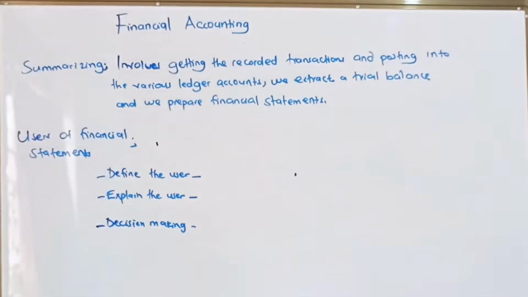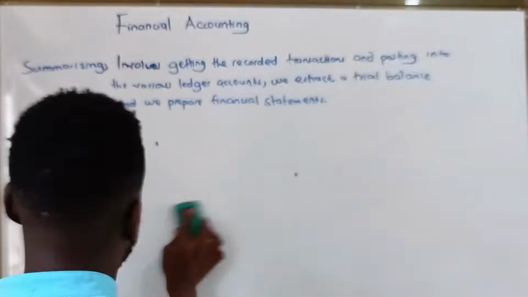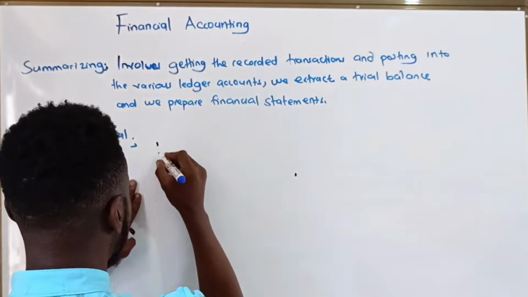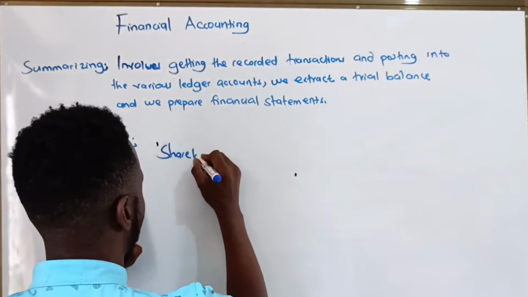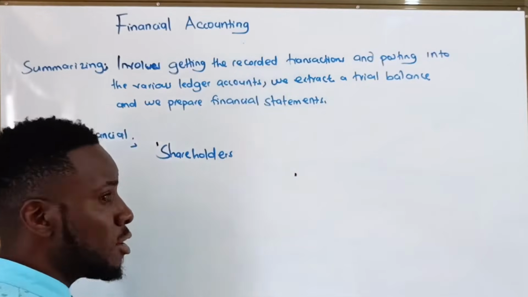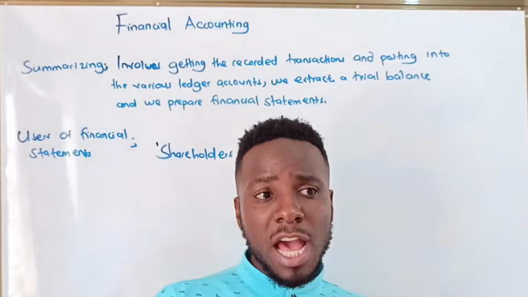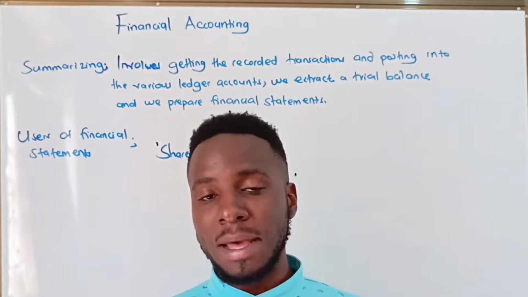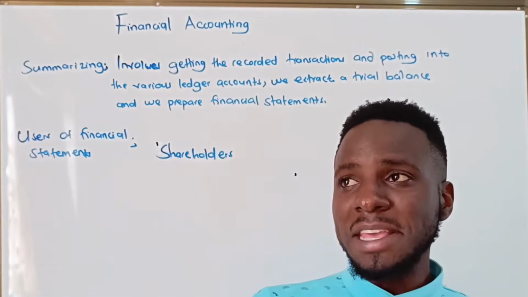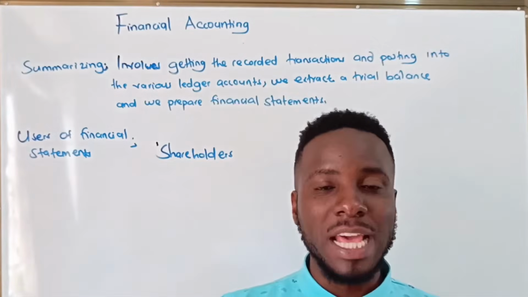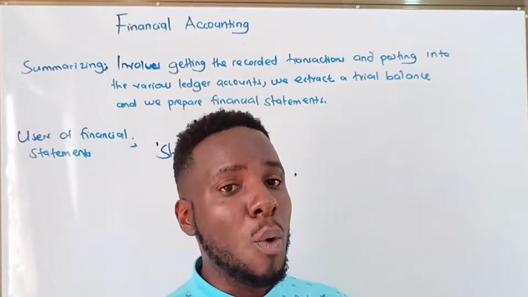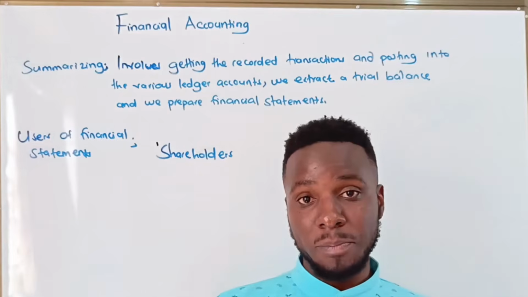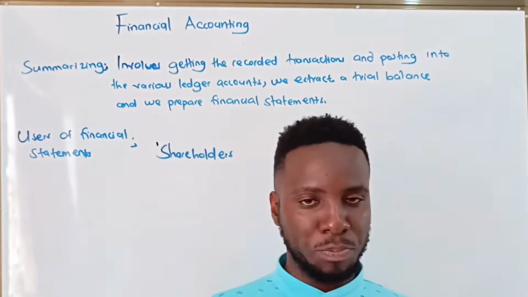For example, let me give you a clear example here. We are going to look at one of the users, let's say the shareholders. Shareholders are external users. Now, shareholders are people who invest in the business. They are not the people who run the business. In fact, they hire people to run the business on their behalf. So, these people who are hired are stewards. In fact, stewardship was the reason why accounting came into place.